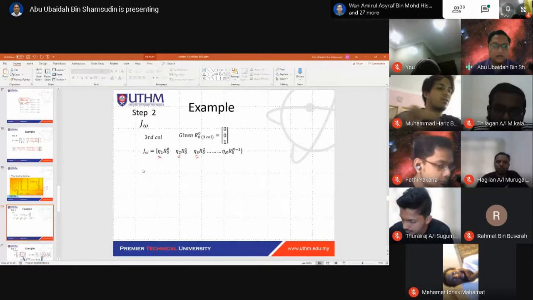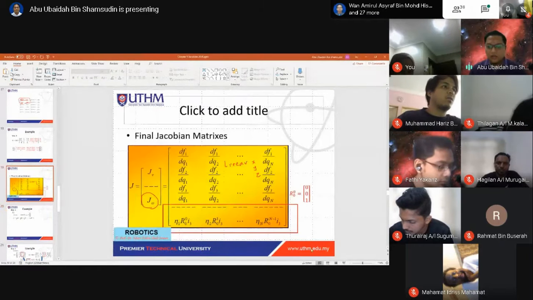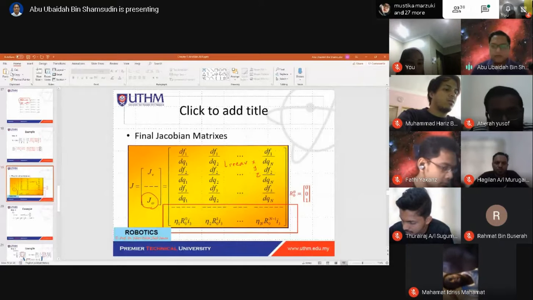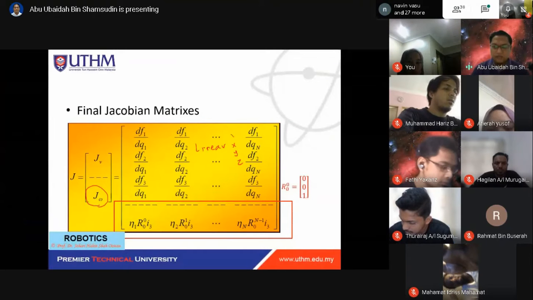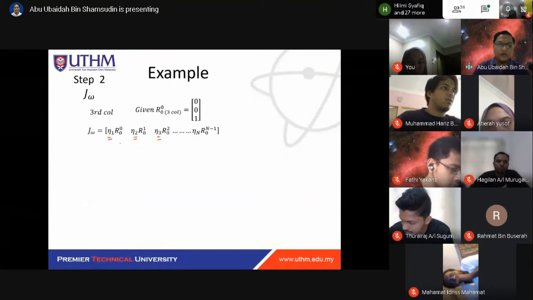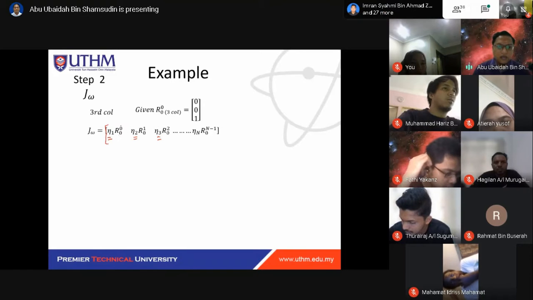So now we will continue for the next part. Can you see my slide? Okay, I think yes. Okay, we already solved the linear Jacobian. Now we want to get the angular. So angular, it depends on our robot. So this robot has 3 degrees of freedom. We have 3 moving motors. So we need to find this one, and this one.